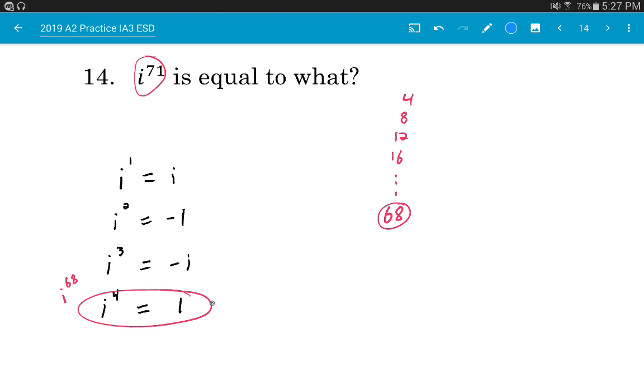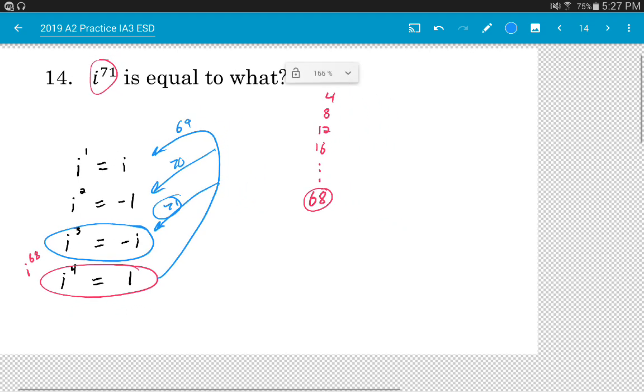So what we have to do from there is go, okay, well, this would be 69, this would be 70, and this would be 71. This would be 72, and so on, but the one that I'm interested in is, of course, 71, which is negative i.